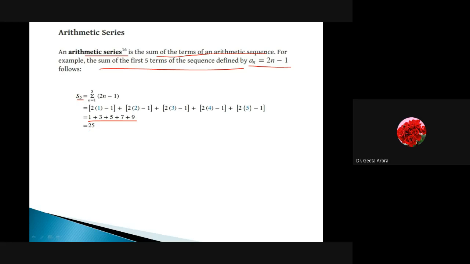Correct? So a sequence means we have numbers separated by commas that have a common difference. Series means we are going to sum them up as a partial sum. We are going to find out the terms and we are going to add them up.